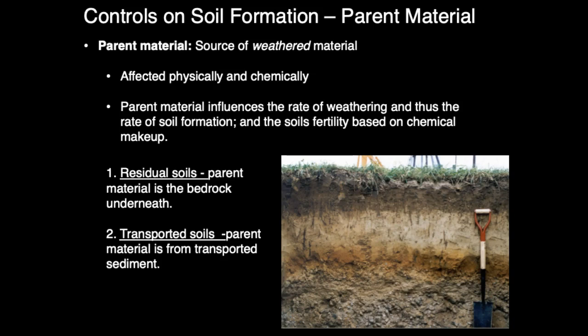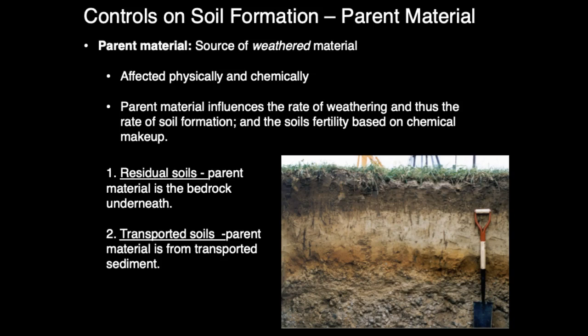So parent material will influence the soils in two different ways. The first way is through influencing the rate of weathering and thus the rate of soil formation. For example, transported soils usually develop faster than residual soils, and this is because the unconsolidated material is already partly weathered, right? Because it had to be weathered away in order to get to its new location, to be deposited there. So it's already somewhat weathered, and it can continue to be weathered.